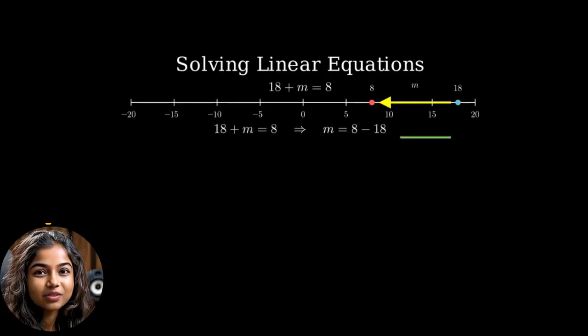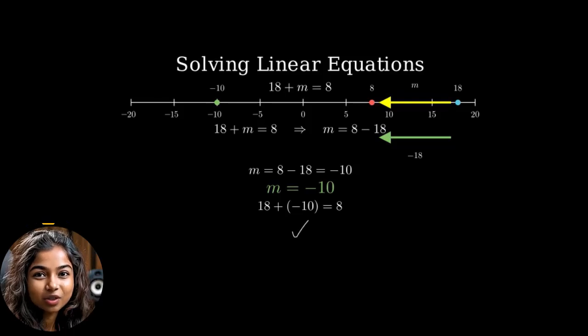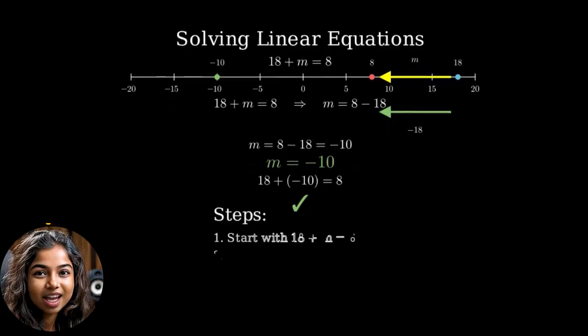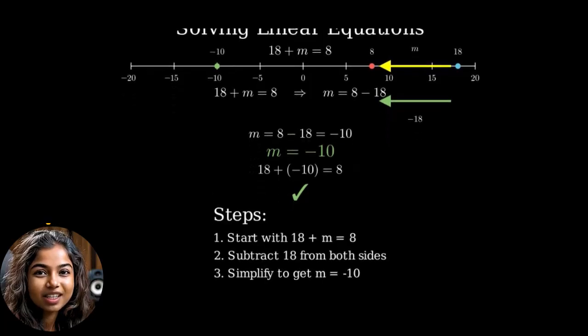In other words, we need to subtract 18 from both sides of the equation to isolate m. Now, let's simplify. 8 minus 18 equals negative 10. Therefore, m equals negative 10. Let's verify our answer. If we plug negative 10 back into our original equation, 18 plus negative 10 equals 8, which confirms our solution is correct. To summarize, we started with 18 plus m equals 8, subtracted 18 from both sides to isolate m, and found that m equals negative 10. We can think of this as finding how far we need to move from 18 to get to 8.